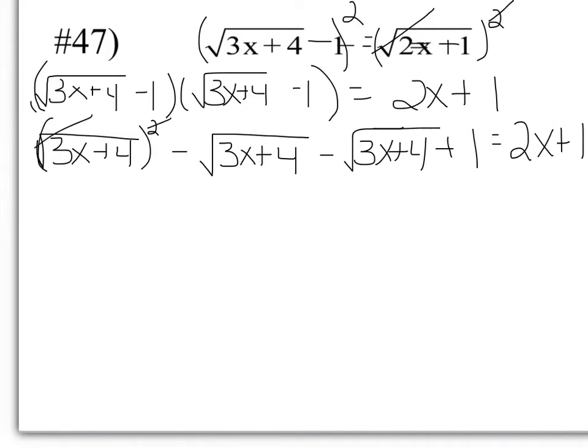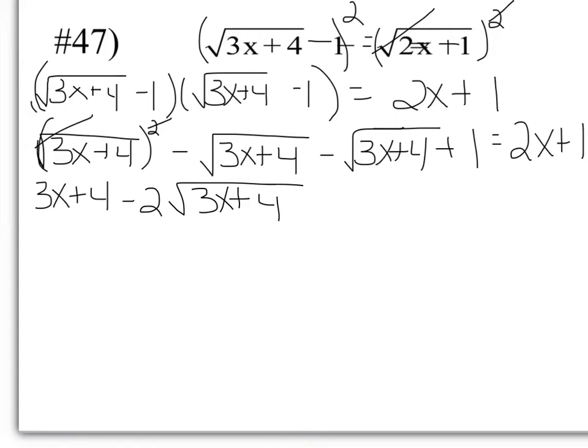Your square root and your square cancel here, leaving you 3x plus 4. And negative square root of 3x plus 4 minus the square root of 3x plus 4 is negative 2 square root of 3x plus 4. And then you have plus 1 is equal to 2x plus 1.